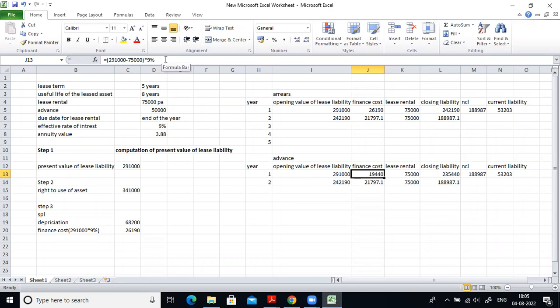Okay, sir. Is it clear? Yes. So then the closing liability will be 2,91,000 minus 75,000 plus 19,440. So that should be considered as your closing liability. Any query, participants, on this?